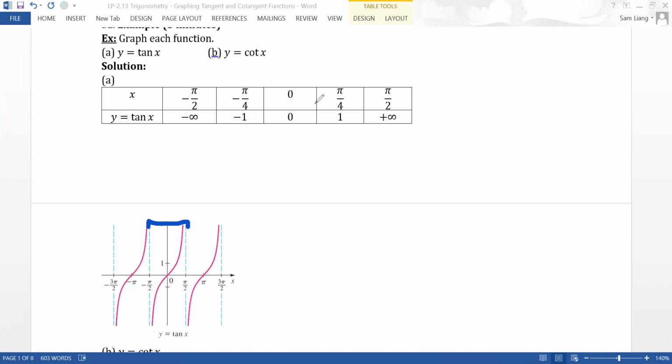Does anyone still need this, the solution here or the graph? No? Okay, all right, I'm going to move on then.